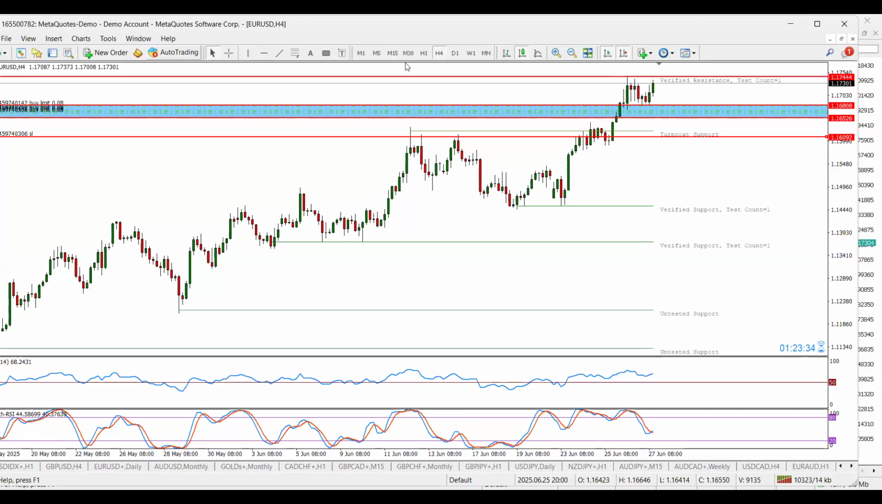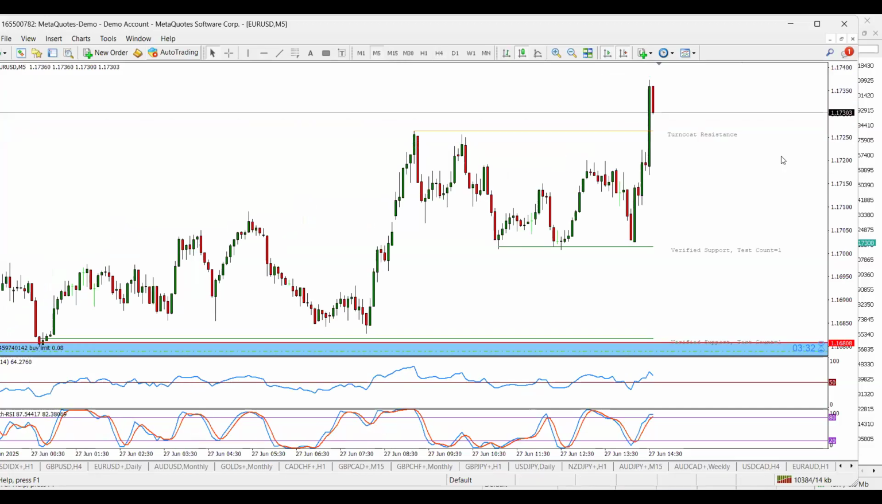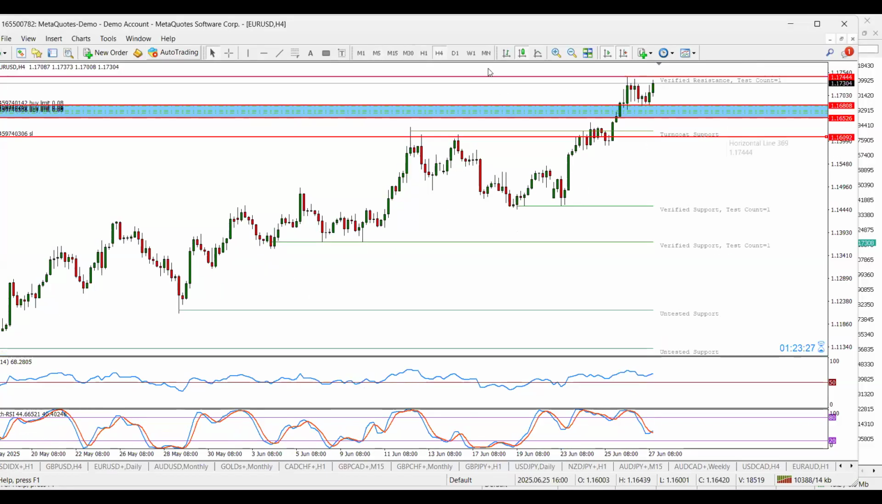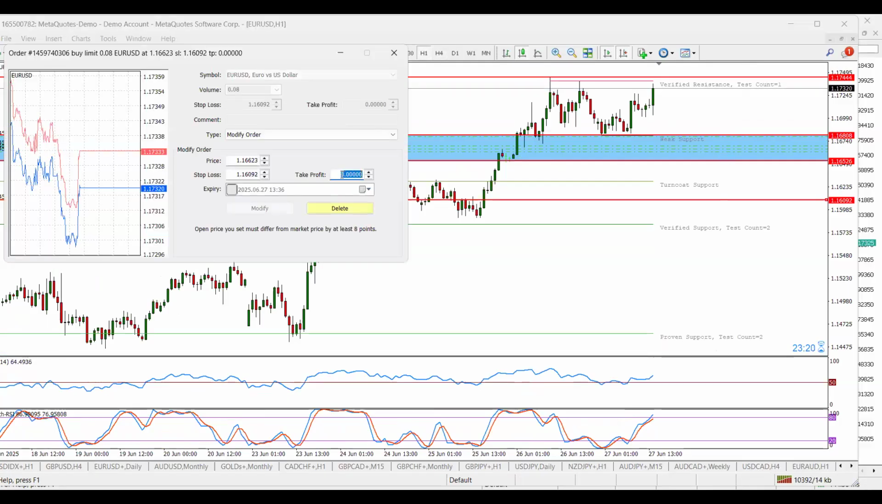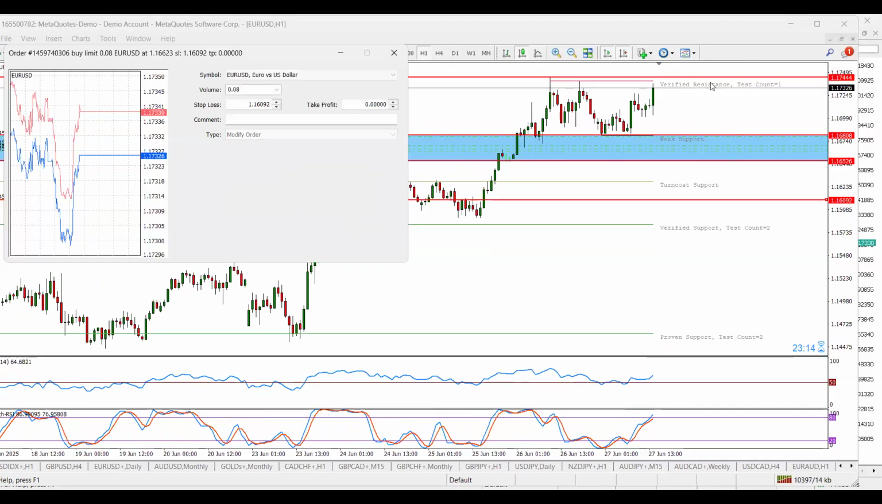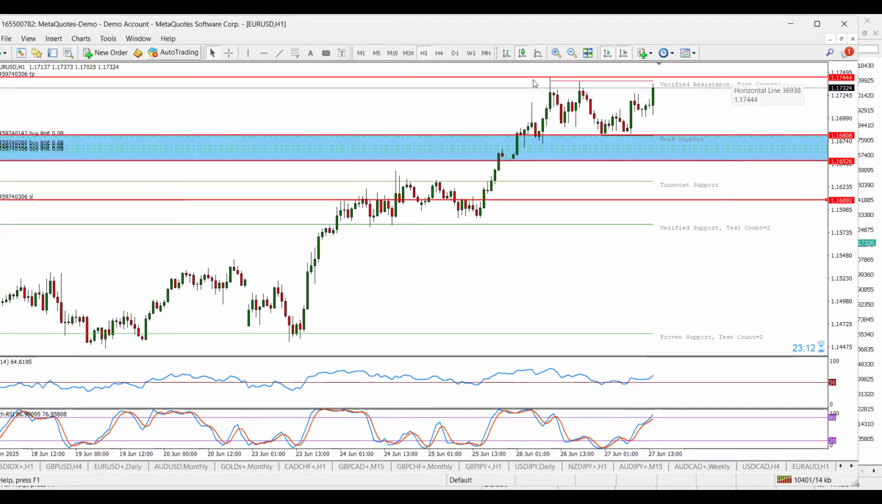This is 4 hours. So let me put the first take profit, which is 4 hours. Hold on. The first take profit is where? 1.17444, right? Modify here. What's the profit there? 65.